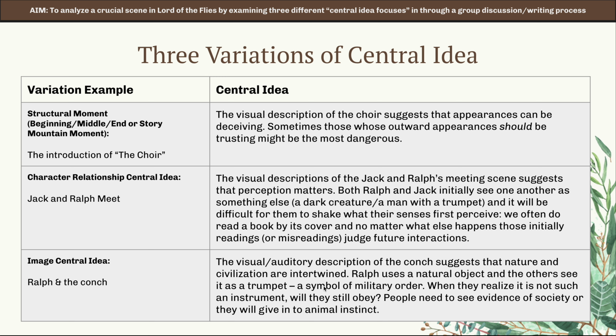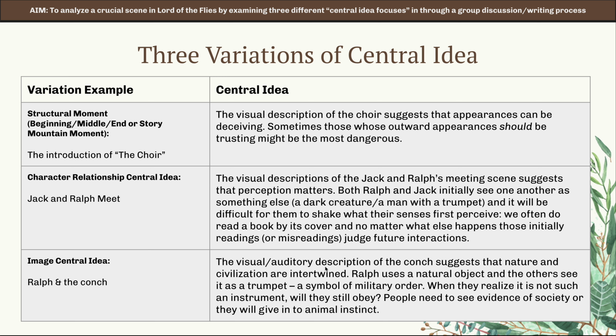And I think that's interesting because it's not a trumpet. A trumpet is a human-made object. It's a thing that we use to civilize ourselves, to order ourselves. This is a natural object, though. It's a shell. It's made in nature, not for this purpose. So there's a duality there, too.